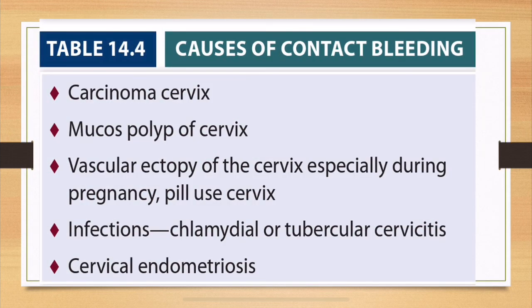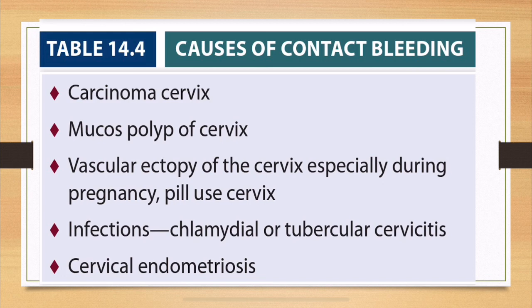Now we'll see the causes for contact bleeding. Carcinoma cervix, the cancer of the cervix. Mucus polyp of the cervix. Polyps are non-cancerous growths attached to the inner walls of the cervix. There is proliferation of excess cells, an overgrowth of the cells in the cervix, the mucus polyp of the cervix.